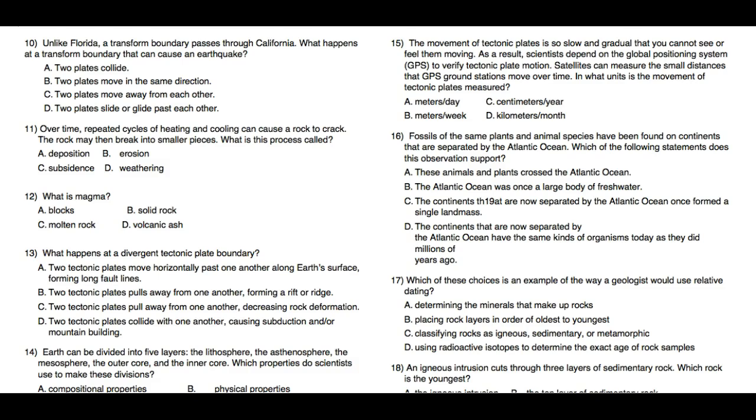Question 13. What happens at a divergent tectonic plate boundary? A. Two tectonic plates move horizontally past one another along the Earth's surface, forming long fault lines. B. Two tectonic plates pull away from one another, forming a rift or ridge. C. Two tectonic plates pull away from one another, decreasing rock deformation. D. Two tectonic plates collide with one another, causing subduction and/or mountain building.